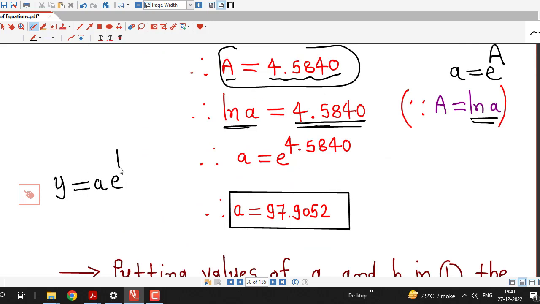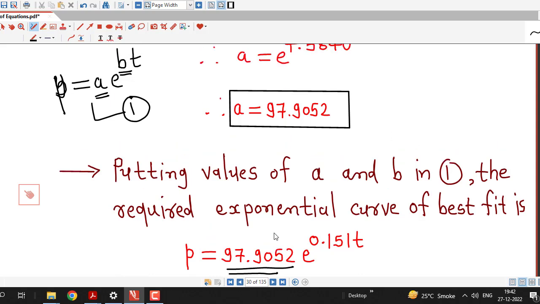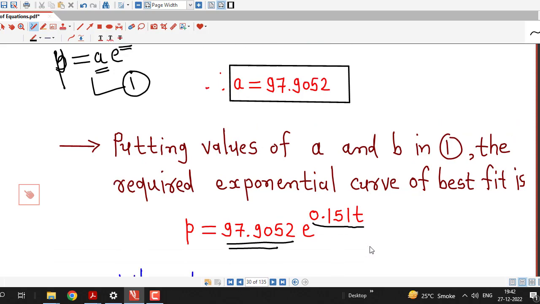Our assumption was p equal to a times e raised to bt. This we have given as number 1. So we substitute values of a and b here, and we find that population is given by 97.9052 times e raised to 0.151 t. So this is the required exponential curve.